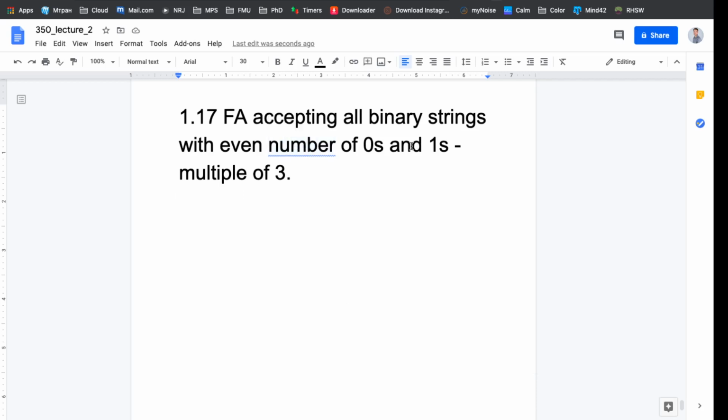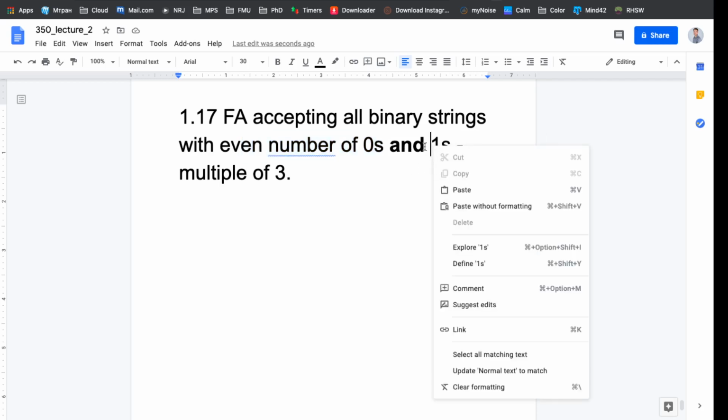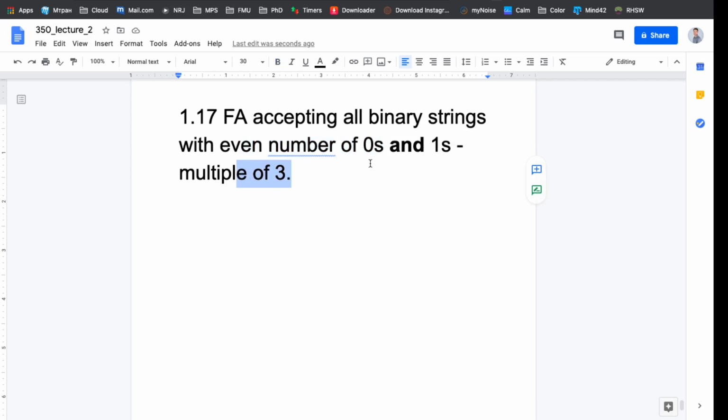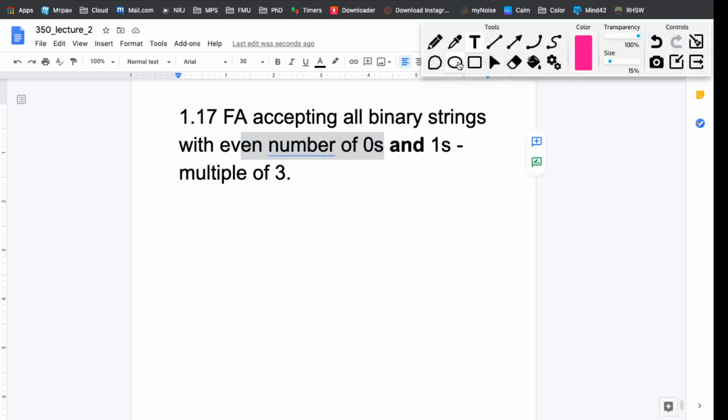So whenever a problem says something like this, draw an FA which accepts this and this. You kind of have two conditions. The easiest way to approach such tasks is to draw two separate FAs. For this, imagine that the second part doesn't exist, and for the other, imagine that this part doesn't exist. Okay, so let's do that. Let's try to draw an FA with an even number of zeros. We already did that, I think.